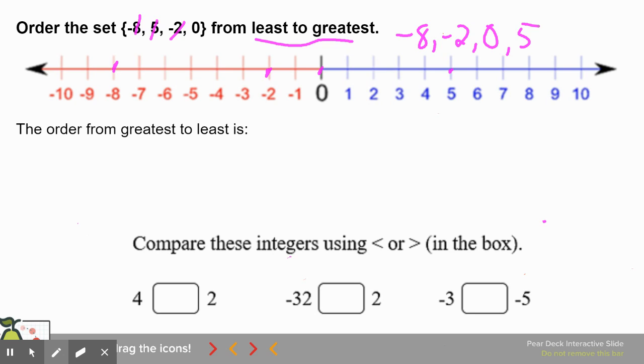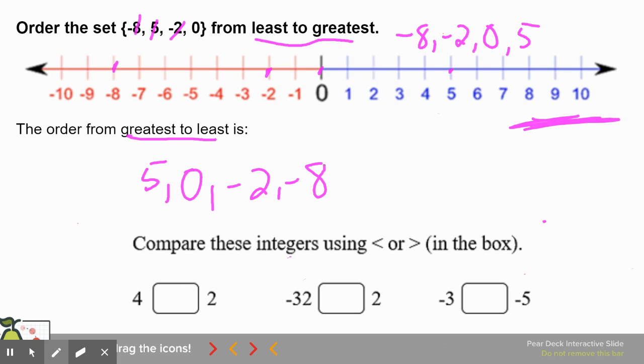Now I could also do the same in order from greatest to least. Well, we know the bigger numbers are further to the right, so I know my biggest number is 5, then 0, then -2, then -8. So once again, I would suggest plotting this on a number line and then just read from left to right or right to left, depending on what it's asking you.